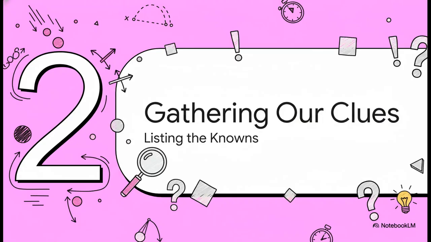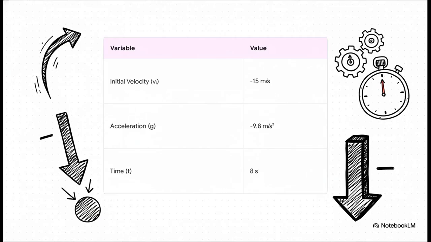Now, before we even think about touching an equation, the first step in solving any physics problem is to stop and take stock. What do we actually know for sure? So let's act like detectives and gather up all our clues. Okay, here's what we've got. Our initial velocity is negative 15 meters per second. The acceleration from gravity, which is a constant here on Earth, is negative 9.8 meters per second squared. And of course, the time is 8 seconds.